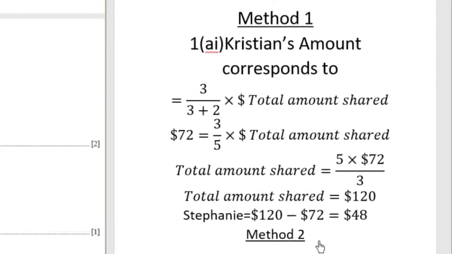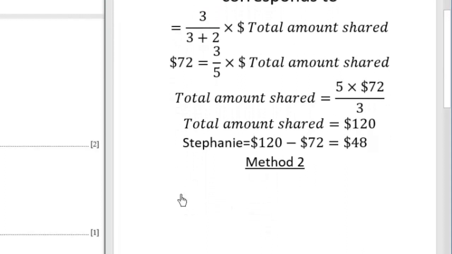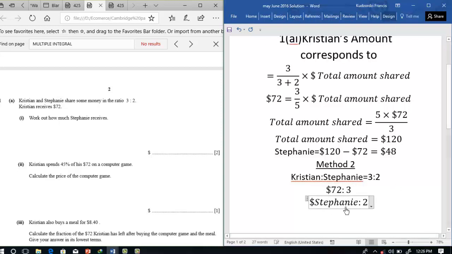We can also use ratio, so method 2. You know, Christian's ratio corresponds to 3 and Stephanie corresponds to 2. Now we know Christian had 72 and that corresponds to 3. We don't know Stephanie's amount, but we know that it corresponds to 2. So by ratio, we know this is less than this.